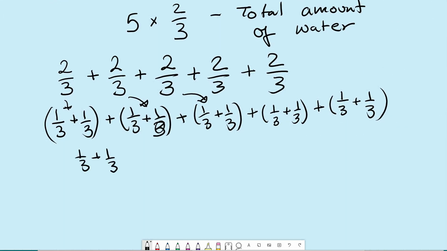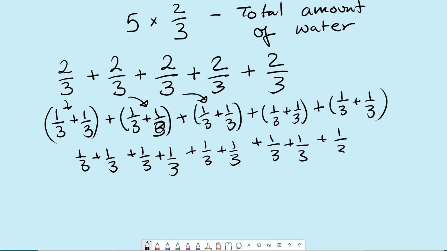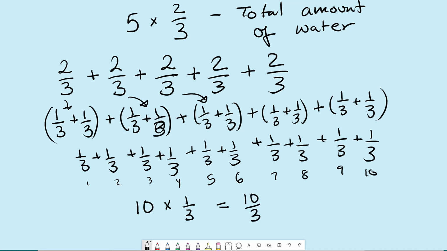We get a third plus a third plus a third, plus a third, plus a third, plus a third, and just 4 more of these. So I've just copied them all down. And now I see I have 1, 2, 3, 4, 5, 6, 7, 8, 9, 10. So I have 10 thirds. So I can write that as 10 times a third, right? Which is equal to 10 thirds. I can also write this as a third times 10 because we are allowed to change the order of operations.